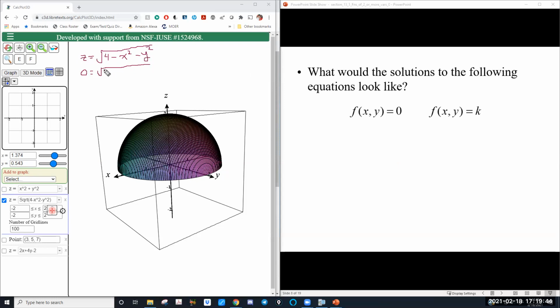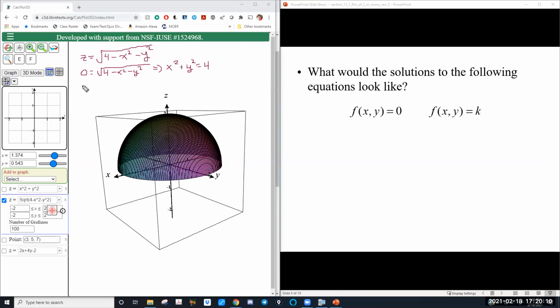And so there we get 4 minus x squared minus y squared. We square both sides, add the x squared and y squared over. We get x squared plus y squared equals 4. That's a circle of radius 2. Where is it happening? When z equals 0. So that would be in the xy plane. So that's that circle that's at the base of our sphere.